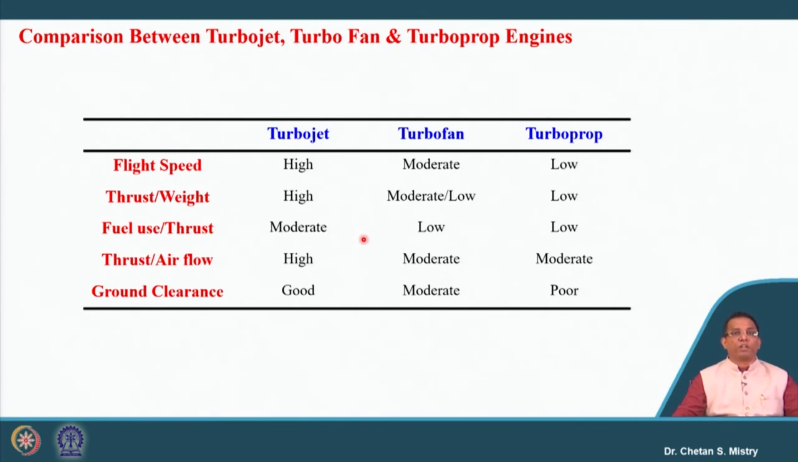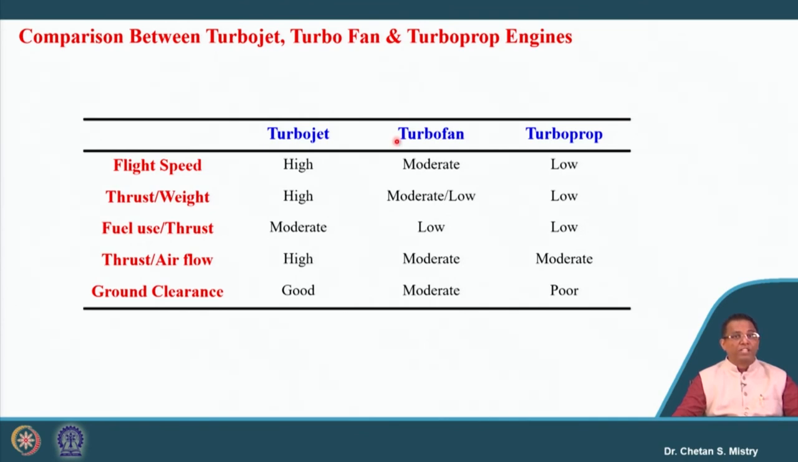The very first parameter is flight speed. We need to configure a turbojet engine for higher flight speed. For the turbofan engine, as we have discussed, it is moderate speed, and turboprops fly at low speed. Turbojet engines are used for fighter aircraft, even for commercial aircraft. We are able to achieve very high flight Mach number, maybe in the range of 2 to 2.2.